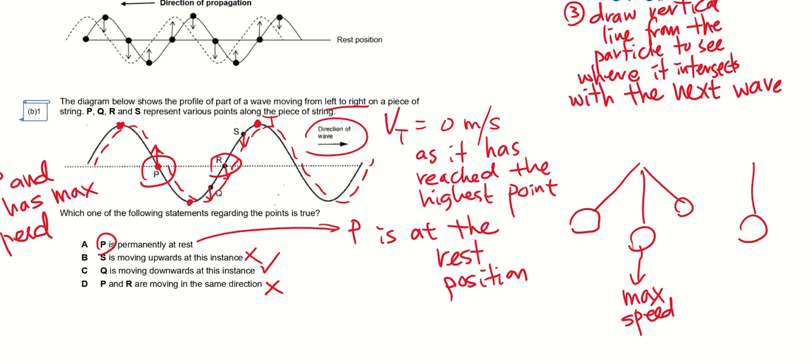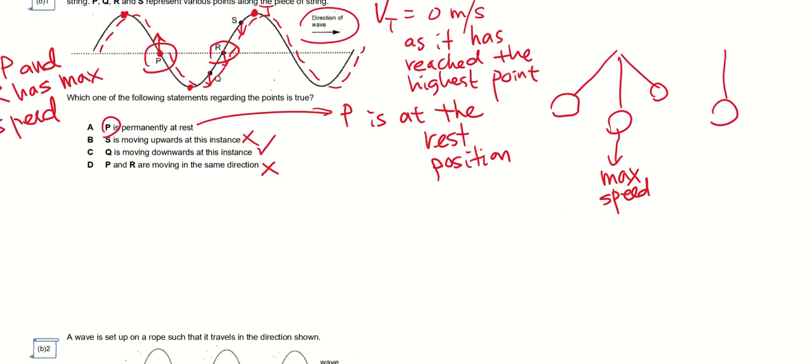So we can draw a parallel to this for our wave. When the wave particle is at the rest position, it is not at rest, you know. It is only at that position. The speed is actually maximum. Okay? And let's move on.